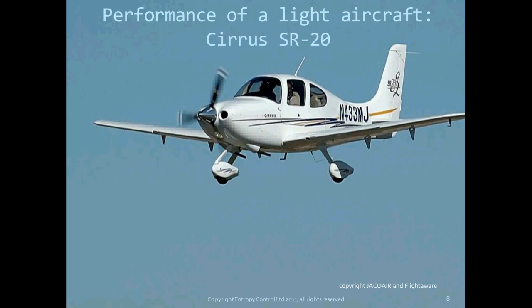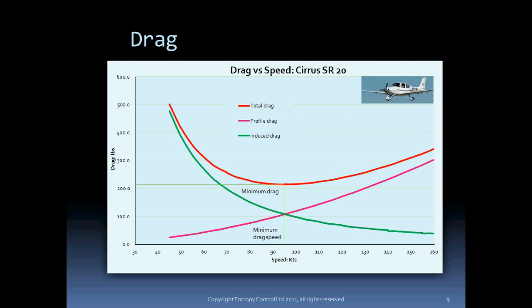Here we have the drag curves for the Cirrus SR20 at a gross weight of 3,000 pounds. The green line is the induced lift-dependent drag. The purple line is parasitic drag, and the orange line is the sum of the two. Induced drag is high at low speed and drops rapidly, so that at cruise speeds of about 140 knots, its influence is small but certainly not negligible. And parasitic drag goes up with velocity squared.